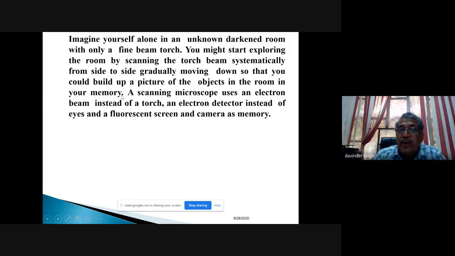In the same way, a scanning microscope uses an electron beam instead of a torch, an electron detector instead of eyes, and a fluorescent screen and camera as a memory. So with that principle, the electron beam analysis of, let's say, TEM happens. A very small beam spot, line to line scanning you are doing, and only with the line to line scanning you are getting the proper image of a few micrometers square only.